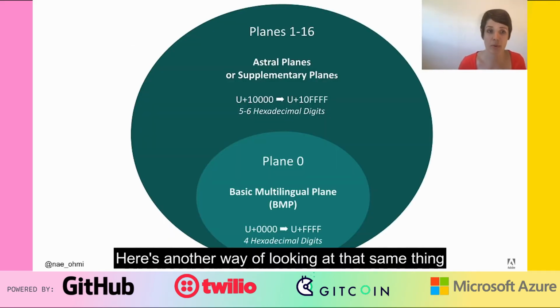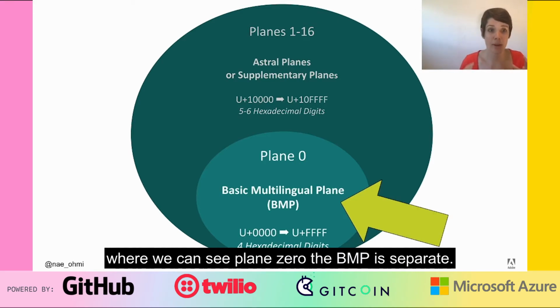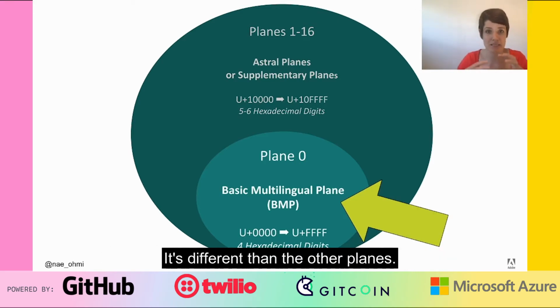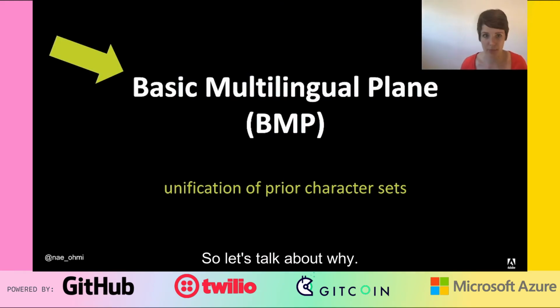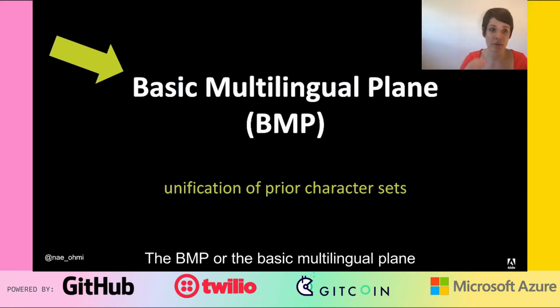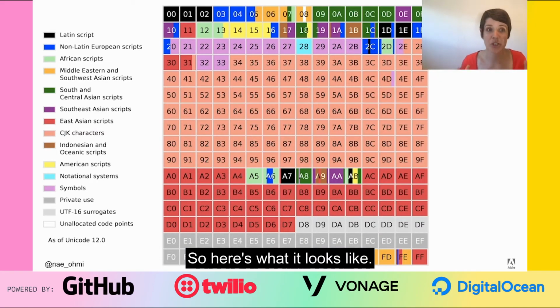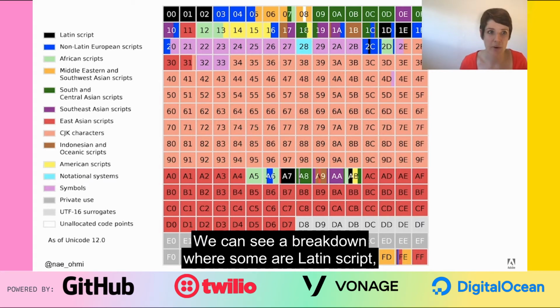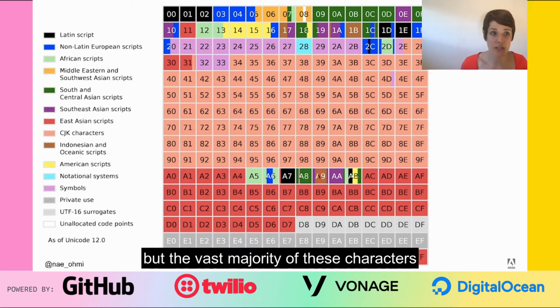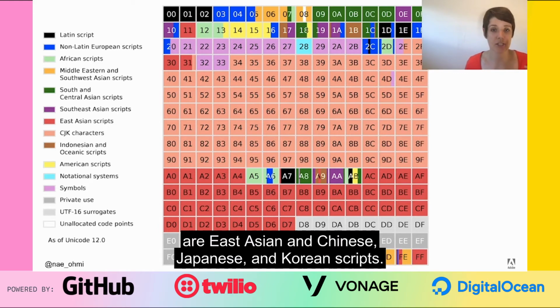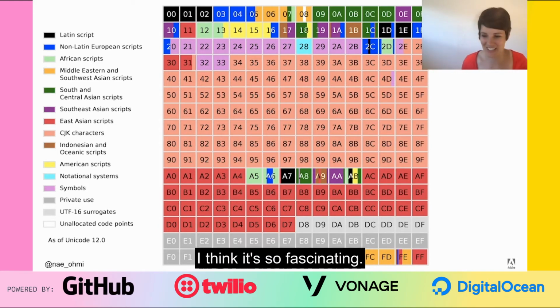Here's another way of looking at that same thing, where we can see plane 0, the BMP, is separate, different than the other planes. So let's talk about why. The BMP, or the basic multilingual plane, is the unification of all prior character sets. So here's what it looks like. We can see a breakdown where some are Latin script, but the vast majority of these characters are East Asian, Chinese, Japanese, and Korean scripts. I think it's so fascinating.